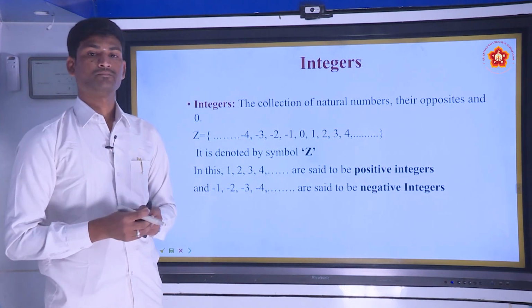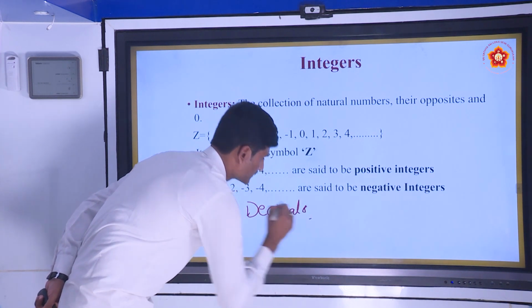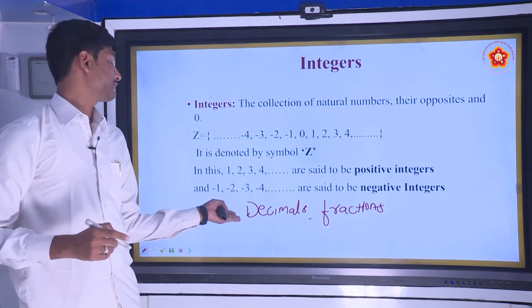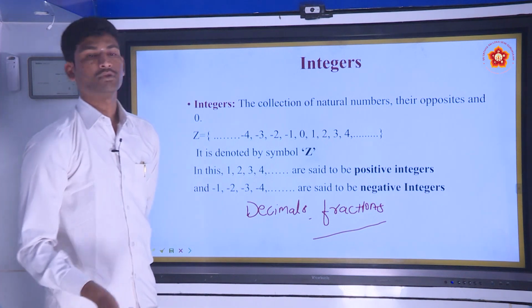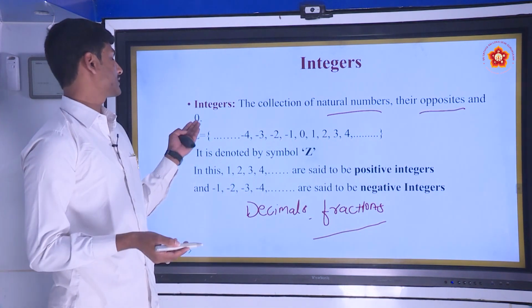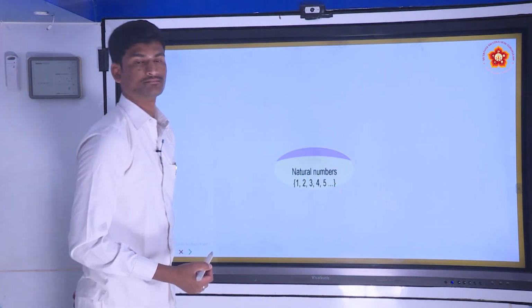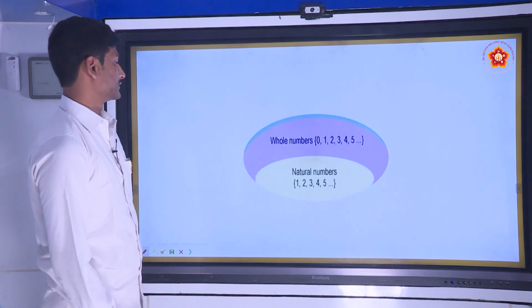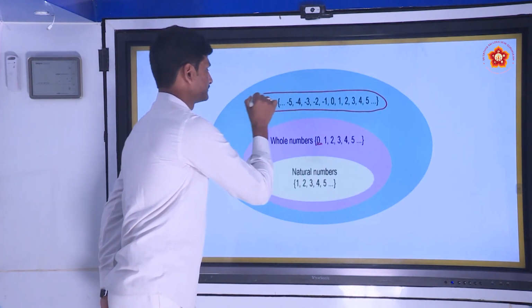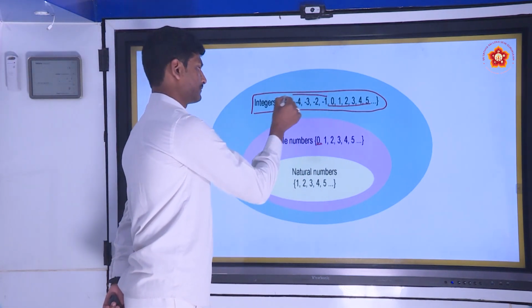The integer is never in the form of a decimal, and also not a fraction. The integers are exact numbers: natural numbers, their opposites, minus 1, minus 2, and so on, and also including 0. Then see, natural numbers start from 1 to infinity, and whole numbers include 0, right? And also integers. The integers include natural numbers, whole numbers, and also negative numbers.